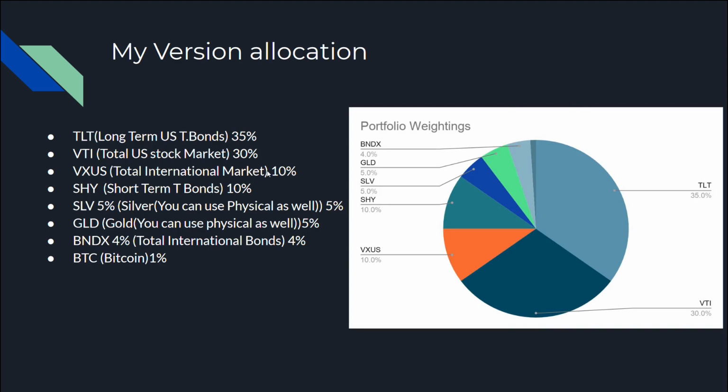Now here's my version's allocation. We have 35% into long-term US bonds, 30% into the US stocks, 10% into total international market, 10% into short-term bonds, 5% into silver. You can use physical as well for gold and silver. And I've also put 5% into gold as well, 4% into BNDX, which is, like I said, the total international bonds, and then 1% into Bitcoin.